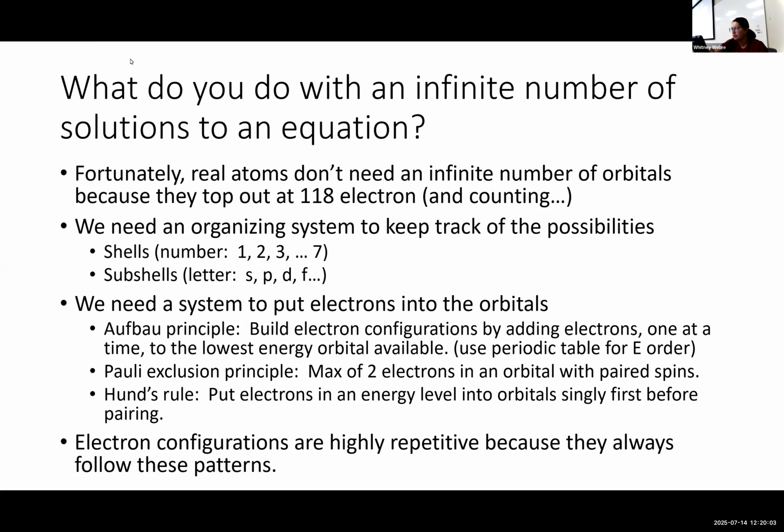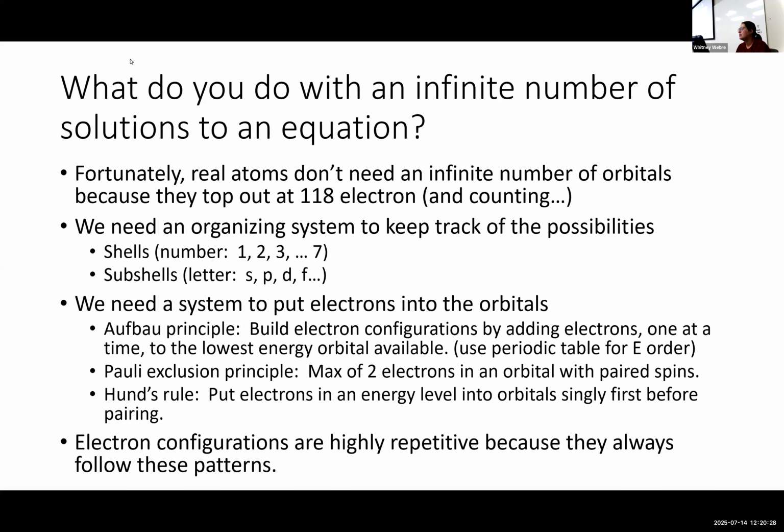If you're in person, you have the periodic table of elements with you. So the Pauli exclusion principle is there's a maximum of 2 electrons in an orbital with paired spins. And then Hund's rule: put electrons in an energy level into orbitals singly first before pairing. And I will show you exactly what I mean by this.